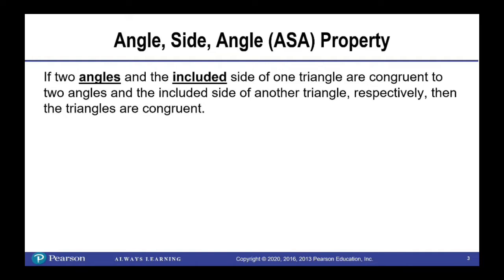We have angle, side, angle. So if we have two angles and the included side of one triangle congruent to two angles and the included side of another triangle, then our triangles are congruent. Look at the example below. Notice we have two triangles. We have an angle, then a side, and then another angle marked as congruent. So we have angle, side, angle, then these two triangles would be congruent.